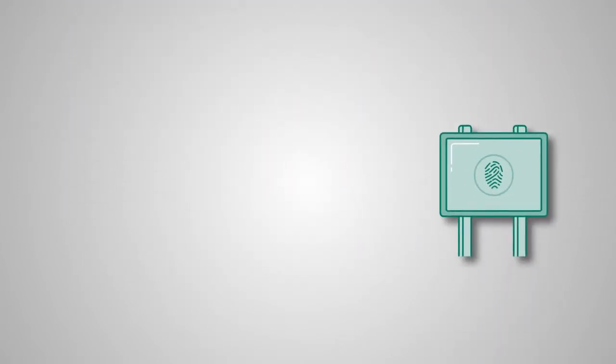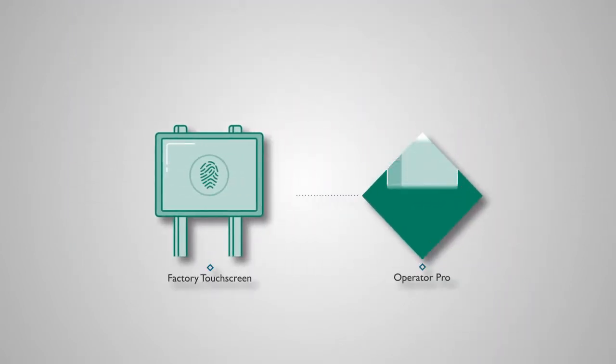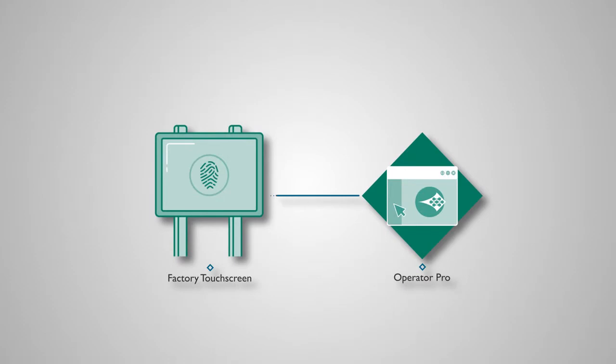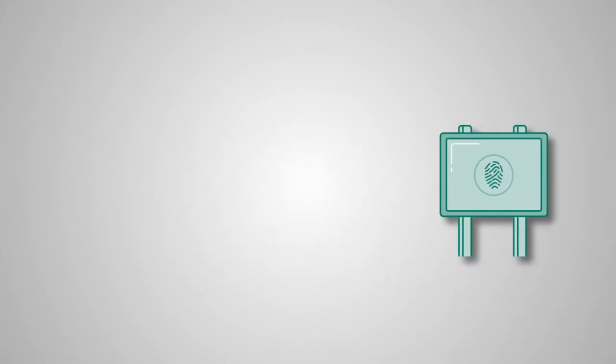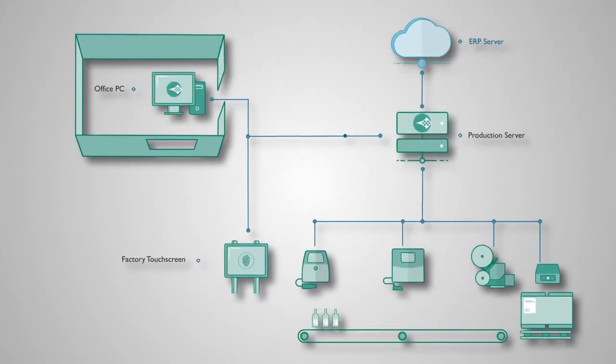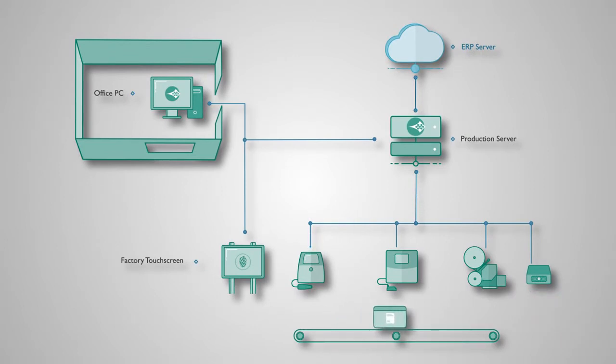Domino's Operator Pro software is installed onto the factory touchscreens. This means operators can now send messages and labels to the production line at the click of a button. Templates are stored in one central location, which means greater control and accuracy, reducing the need for intervention on the factory floor. We can scale this model to work in factories of all sizes with any number of production lines.